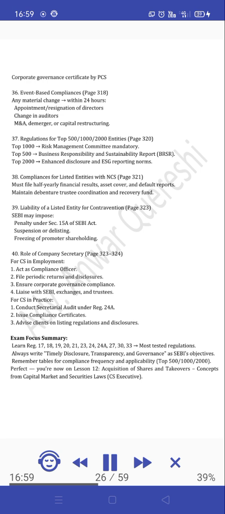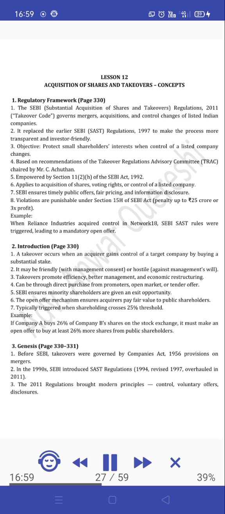Perfect. You're now on lesson 12: Acquisition of shares and takeovers. Concepts from Capital Market and Securities Law, CS Executive. Lesson 12. Acquisition of shares and takeovers.